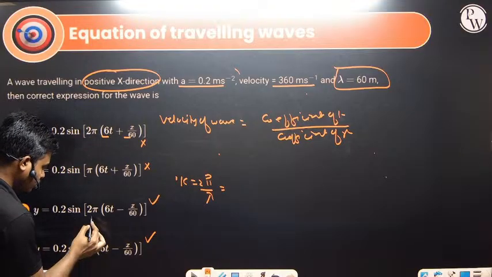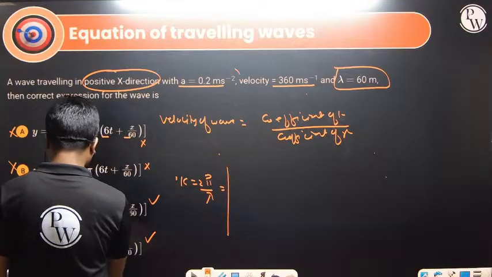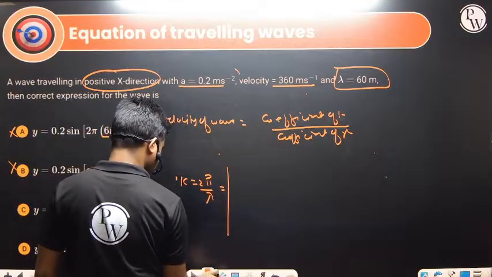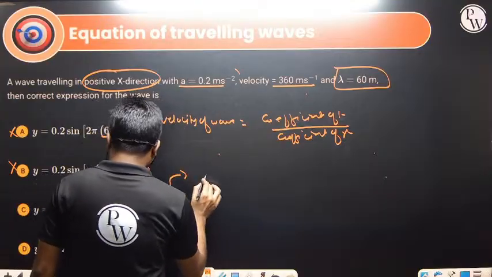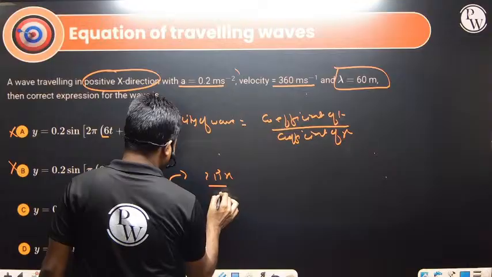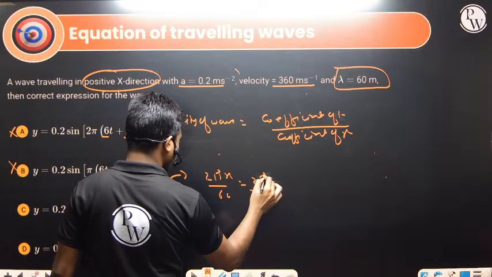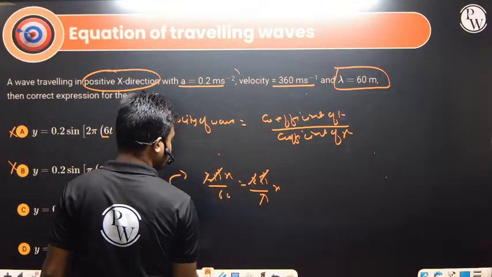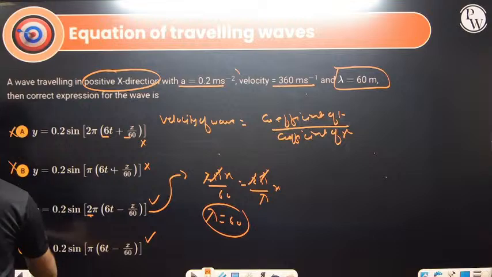So if we multiply this 2 pi into this, from here, if I talk about option C, 2 pi x by 60 is equal to 2 pi by lambda into x. So compare this, 2 pi cancel. So what is lambda? We got 60. So this particular answer is option C because we are getting the lambda value 60.